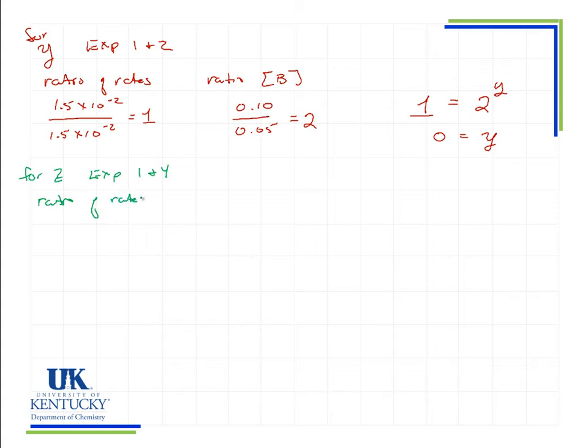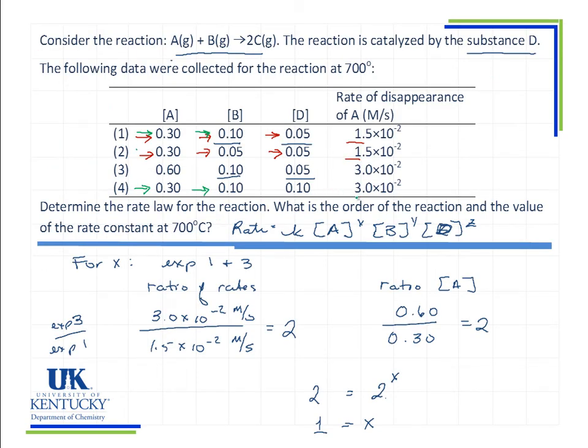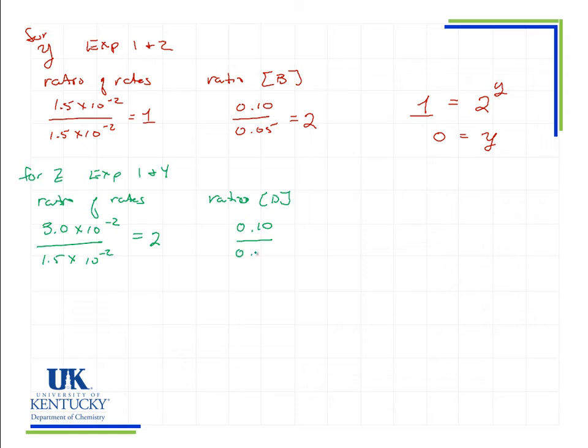Ratio of rates, I'm going to choose large over small, 3 times 10 to the minus 2 over 1.5 times 10 to the minus 2. And then I'm going to do a ratio of concentrations, ratio of the concentration of D. So let's look at those two experiments. I did 4 over 1 for that, so I need to do 4 over 1 for the D, and that is going to give me the values of 0.10 over 0.05, and that is 2. So again, we say the concentration raised to what power gives me this rate, and Z would have to be 1. So now we know the rate law. Rate is equal to K, A to the first power. We won't include B because it's to the 0th power, and D to the first power. So that's the rate law.